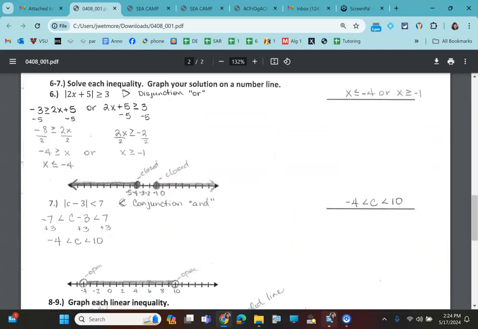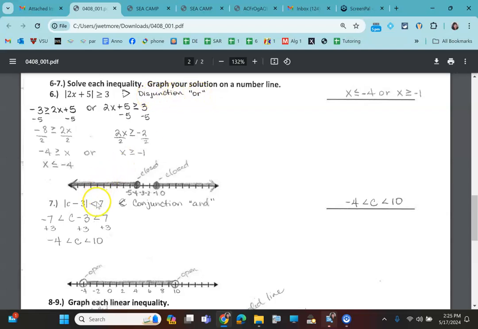So we said that if it was a greater than, that was going to be a disjunction or an OR statement. And the easy way to remember that was that you could take that symbol and make a D out of it. D for disjunction, disjoin, break it apart, OR.